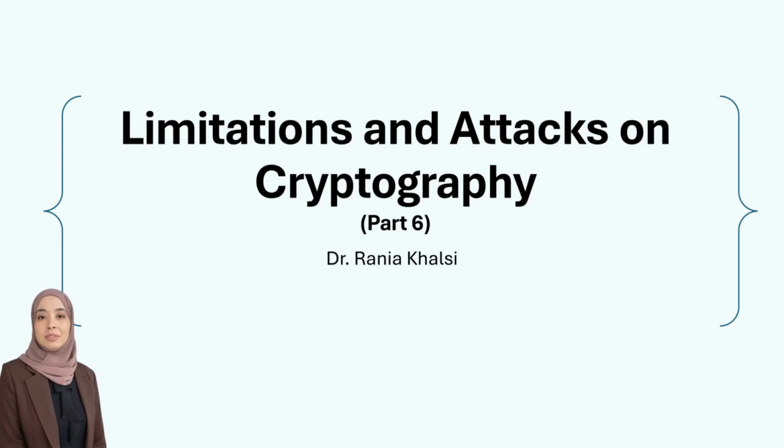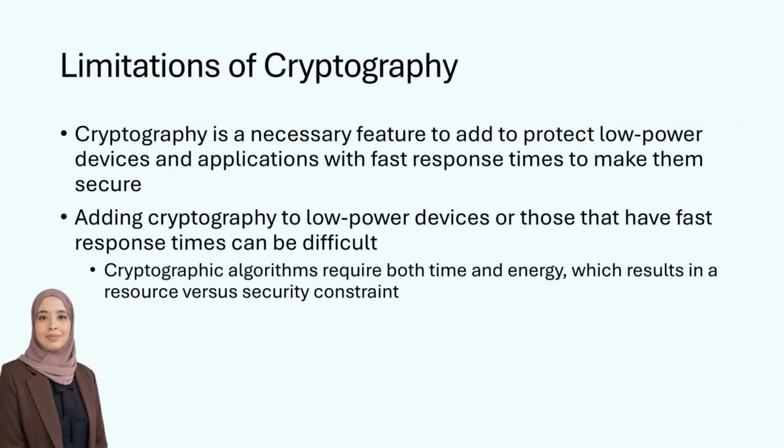Let's discuss the limitations and attacks on cryptography. Cryptography is important for protecting devices that use less power and need to work quickly, but adding it can be tricky. Cryptographic methods take up time and energy, which can be a problem for devices with limited resources. For example, in small devices like smartwatches, using encryption to secure data might slow them down or drain the battery faster. So there's a balance between making things secure and keeping them fast and energy efficient.